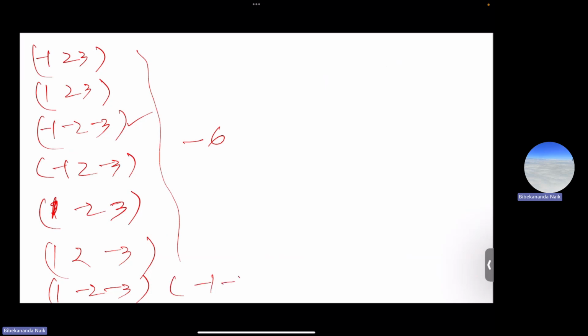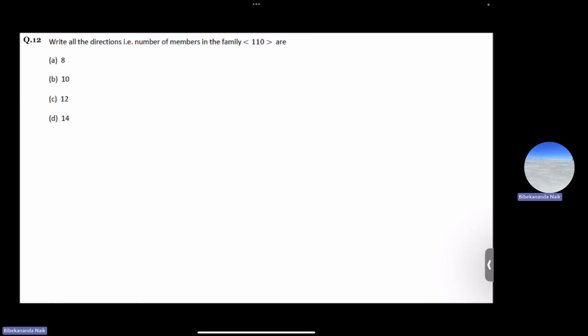It will be -1, -2, 3. So these are 6 plus 2, 8 ways we can write. And for each 8, there are 6 combinations. So it will be total 48 combinations. Then write all the directions, that is the number of members in the family 110. So since it is 110, 110 can be arranged in 3 ways.